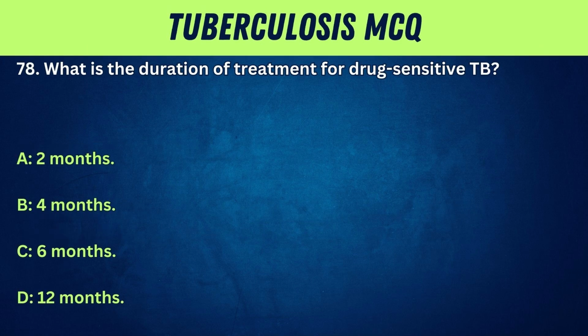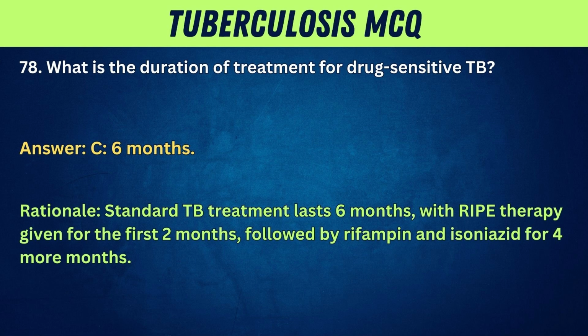78. What is the duration of treatment for drug-sensitive TB? A. 2 months. B. 4 months. C. 6 months. D. 12 months. Answer: C. 6 months. Rationale: standard TB treatment lasts 6 months, with RIPE therapy given for the first 2 months, followed by rifampin and isoniazid for 4 more months.